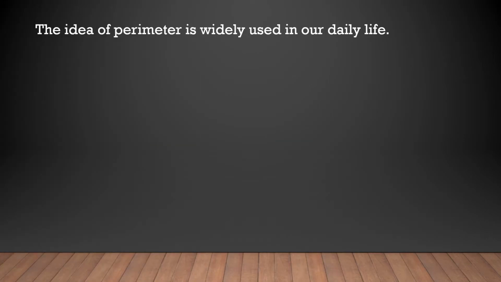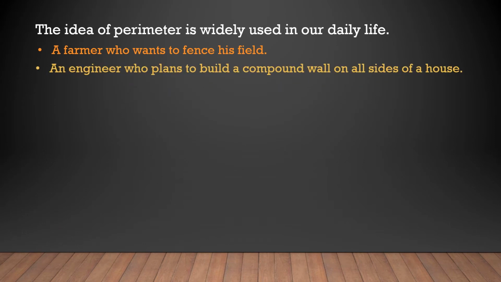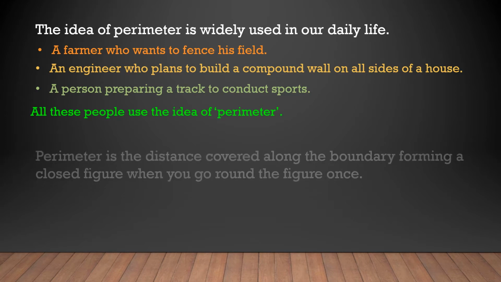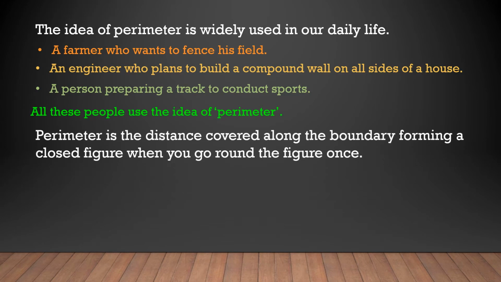The idea of perimeter is widely used in our daily life. A farmer who wants to fence his field, an engineer who plans to build a compound wall on all sides of a house, a person preparing a track to conduct sports, all these people use the idea of perimeter. Perimeter is the distance covered along the boundary, forming a closed figure when you go round the figure once.